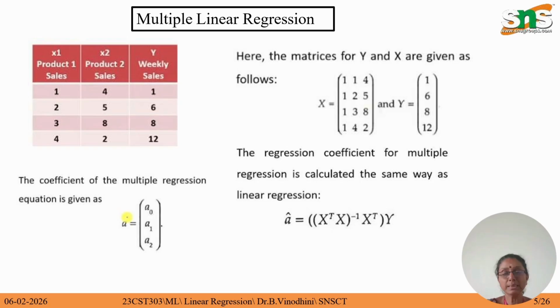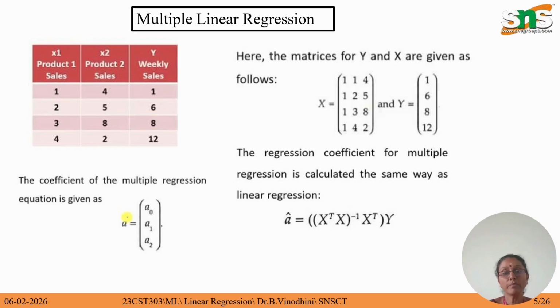Here our x matrix contains four rows, since we have four values, and three columns. The first column contains the bias value, which is one for all the rows, and the x1 and x2 values are in the second and third columns. So we convert our data into the matrix. Next, the y matrix contains 1, 6, 8, 12. That is a 1 into 4 matrix.